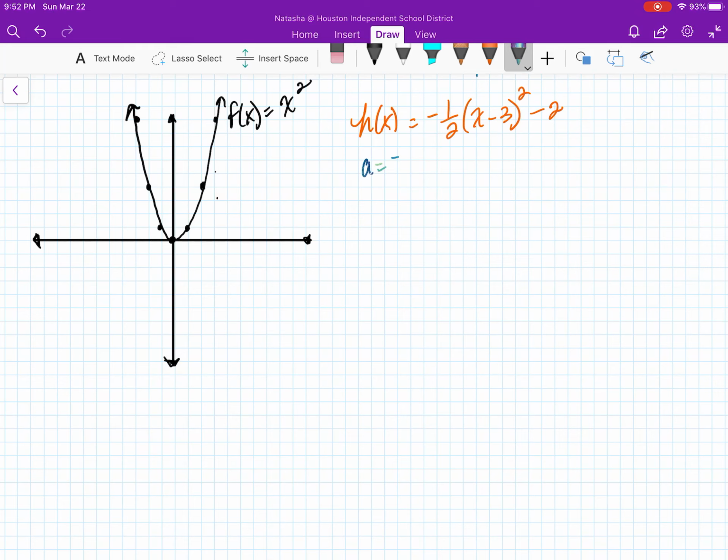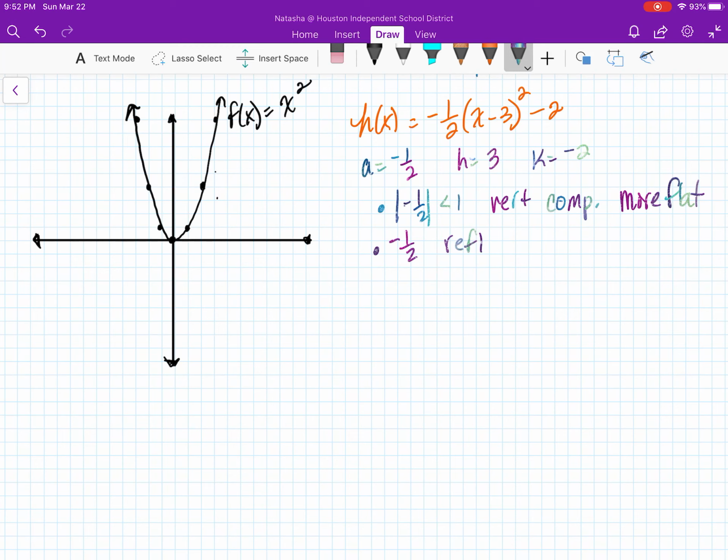The a value is equal to negative 1/2, the h value is equal to positive 3, and the k value is equal to negative 2. The absolute value of negative 1/2 is less than 1, so that's going to give me a vertical compression. That means it's going to become more flat, and you'll see visually when we start graphing it. And then we have the negative in negative 1/2, which means that we are going to have a reflection.